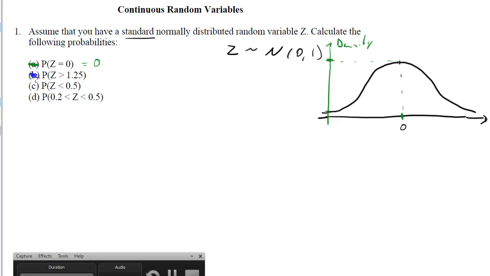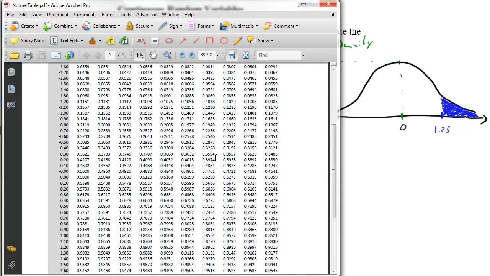So that was easy. What about part B? The probability that Z is larger than 1.25. So let's say this is 1.25, so we'll just sketch it. We want the probability that Z is larger, so that is equivalent to the size of this area. So how can we find out how big that is? For this, we need the standard normal table. So here's the table. We want the area to the right of 1.25.